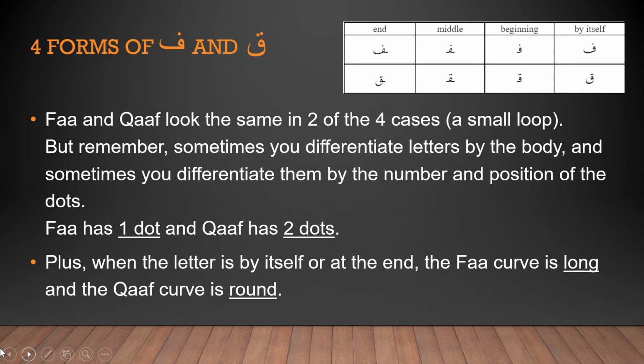Now for examples, we can see for Fa, the very first example will be Falaha. Falaha is he farmed. You don't have to learn the meanings, but just for example. So over here, you can see that this is Fa. This over here is Fa. Falaha, Fa, this is the one.